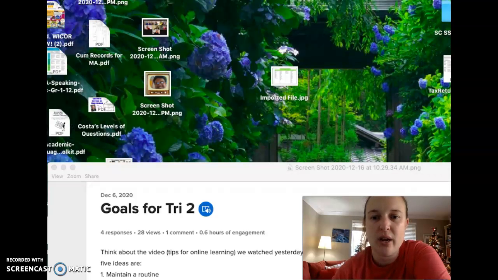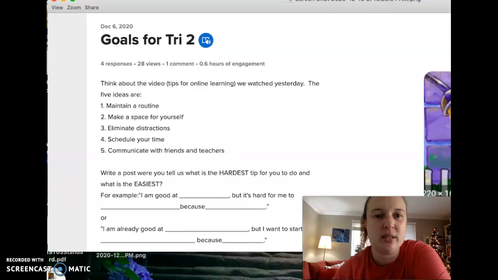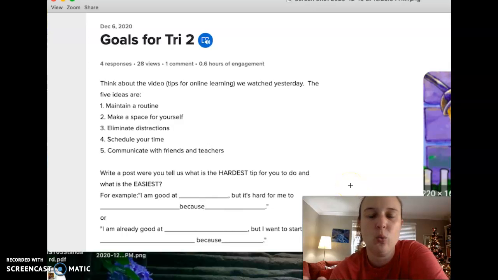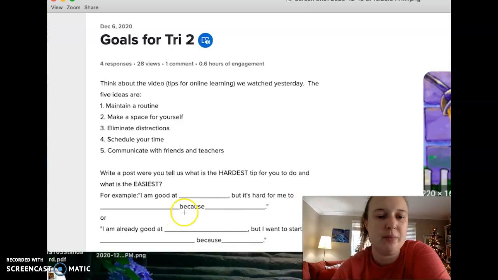One other way that in distance learning I'm doing sentence frames is for Flipgrid. So this is from Flipgrid, and it's the same lesson. We watched a video with some tips for online learning, and I want them to give me some feedback about what their goal is. So I created these sentence frames. I am good at blank, but it's hard for me to blank because blank.